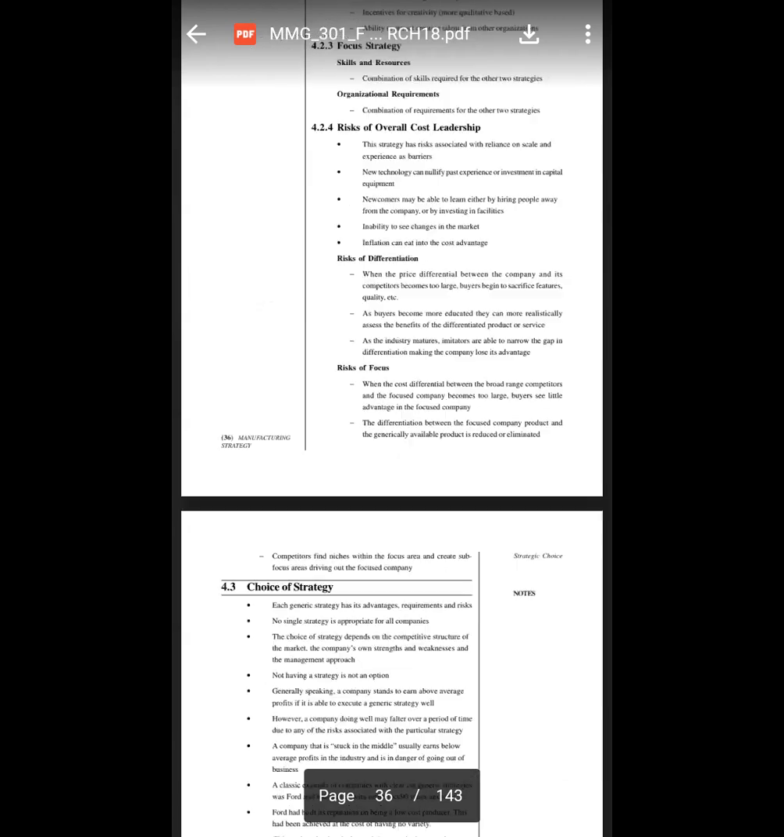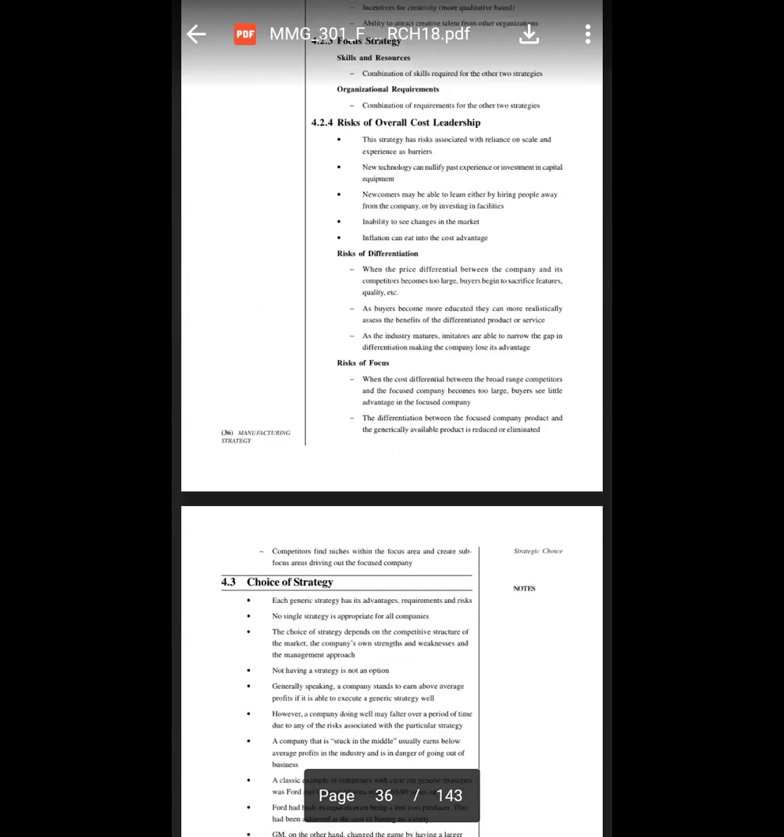Okay, now see risks of overall cost leadership. There are a few risks when you are not making the cost of a particular product affordable. Now see what the risks are. The strategy has risks associated with reliance on scale and experience as barriers, and new technology. Inflation can eat the cost advantage.